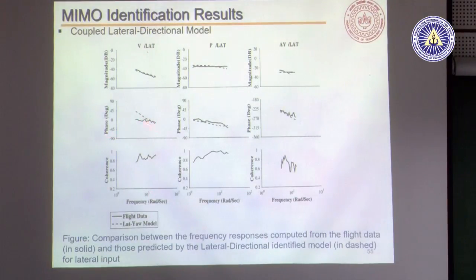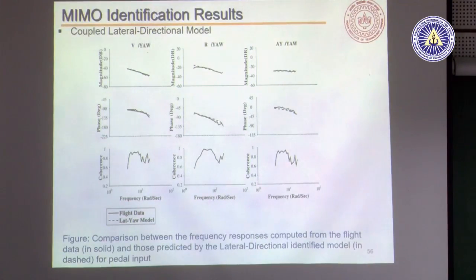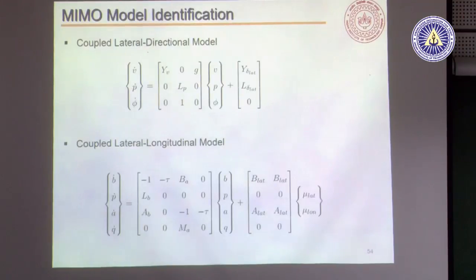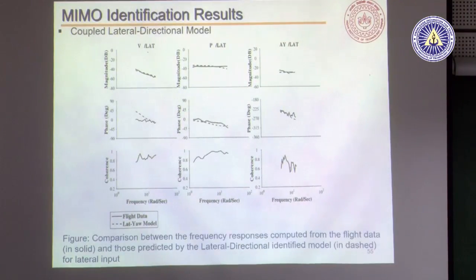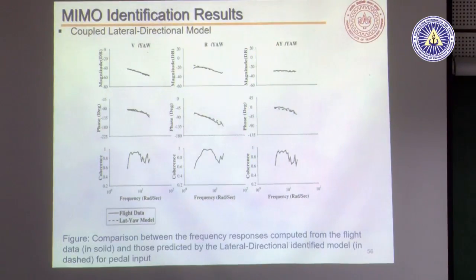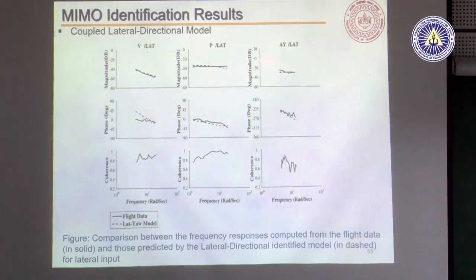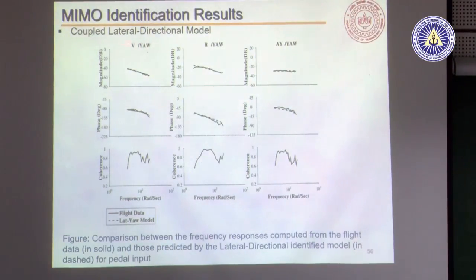You can see the phase is pretty bad here at low frequencies for V, P, AY, and so on. This was the longitudinal. No, actually, sorry, both of them are lateral. This label is wrong. This is lateral, and this is yaw. Okay, it's fine. This was just the lateral part, and this is your directional part. So this is the combined lateral directional model. This has the lateral quantities: P, your y acceleration and your side velocity, and here you have your yaw velocity, the corresponding rate, and your yaw acceleration.